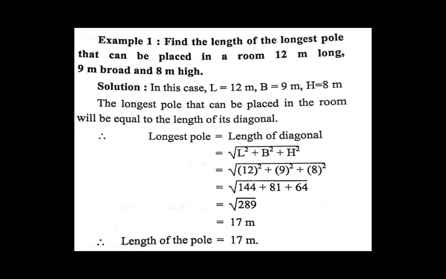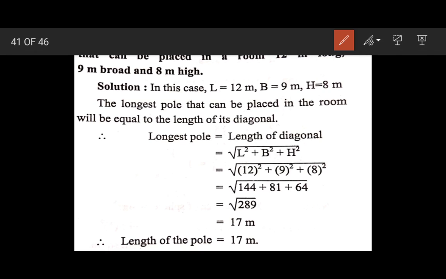let us see an example based on solid figures. So the first example is: find the length of the longest pole that can be placed in a room 12 meter long, 9 meter broad and 8 meter high. Okay, so in this case L is given as 12 meter, B is given as 9 meter and height is given as 8 meter. So the longest pole that can be placed in the room will be equal to the length of its diagonal, right?